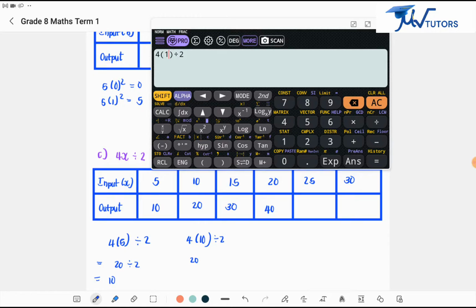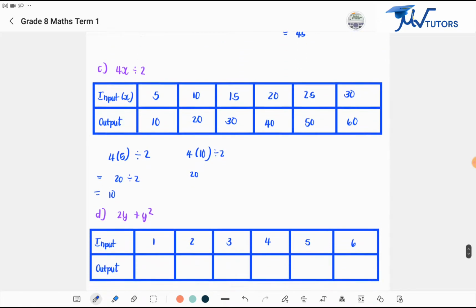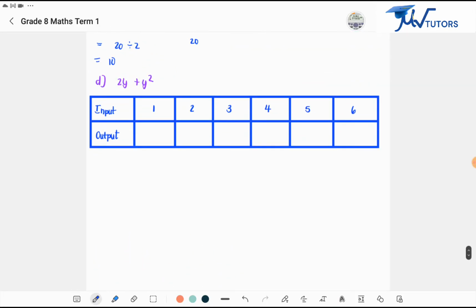Okay, 4 times 25, yes. I'm thinking ahead of myself. And then 4 times 30 is 120, right? Divided by 2 is 60, yes. Okay, so I think at this point in time, you're really getting the hang of this. Now let's try another one. Yeah, we're almost there.